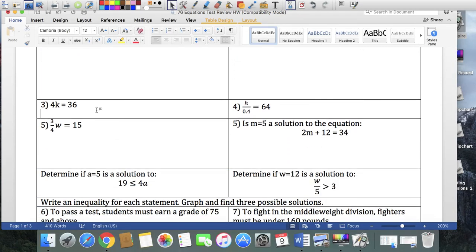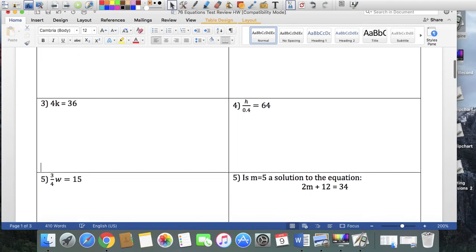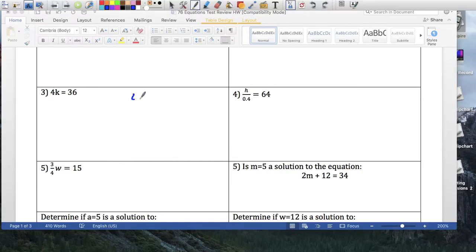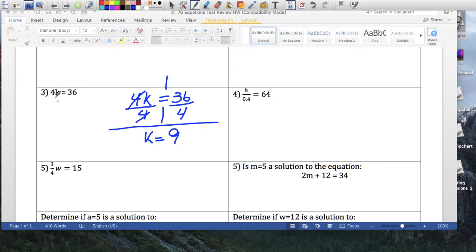shade. Number 3. Hopefully I have time to do this. 4k equals 36, so now we know that this is a multiplication, so the inverse of multiplication is division. 4k equals 36, right? So line, divide everything. I'll divide this by 4, and divide this by 4. 4 divided by 4 gives me 1, or it's going to give me 1k, or just simply k. 36 divided by 4 is 9. Substitute. 4 times 9 equals 36. And I get that 36 is indeed equal to 36.